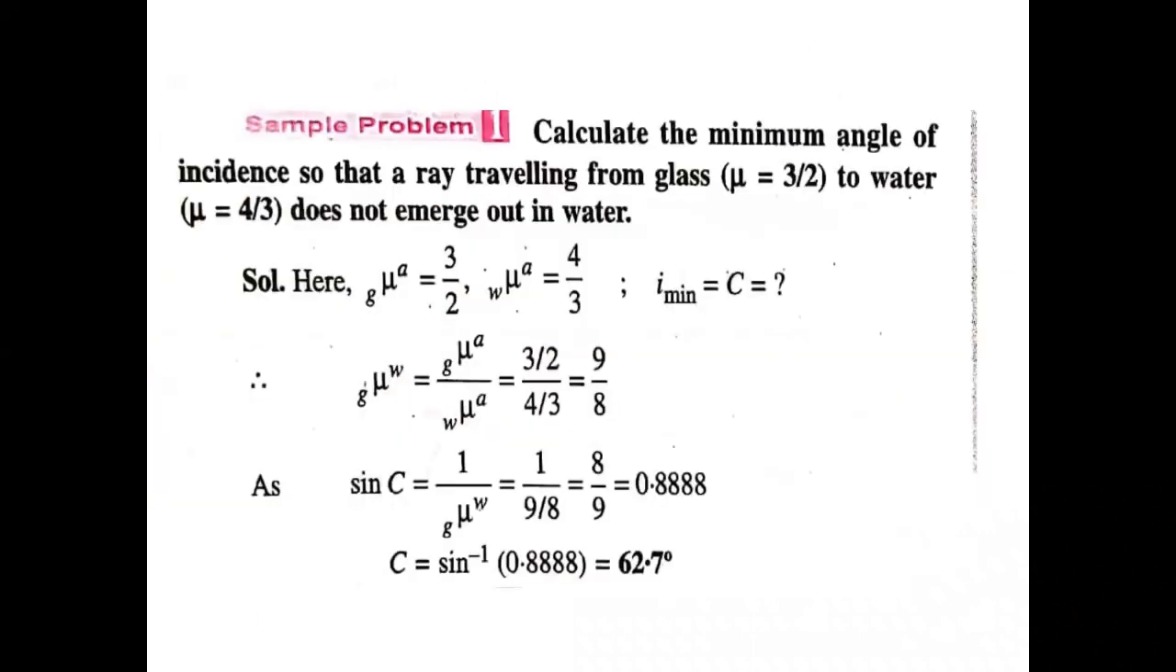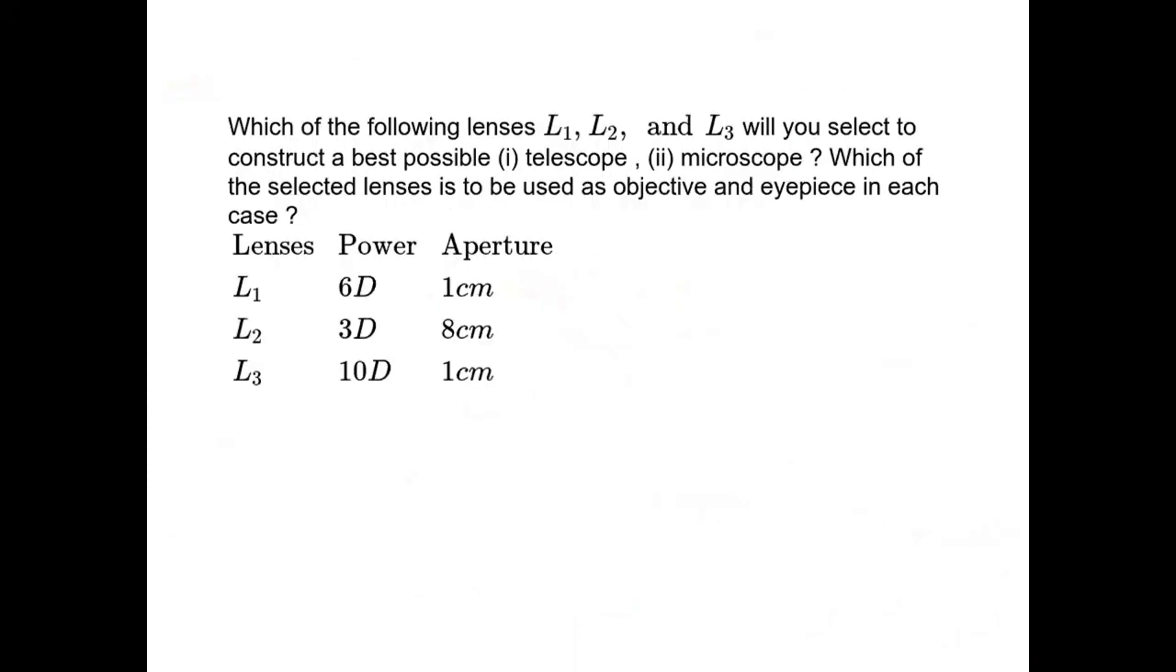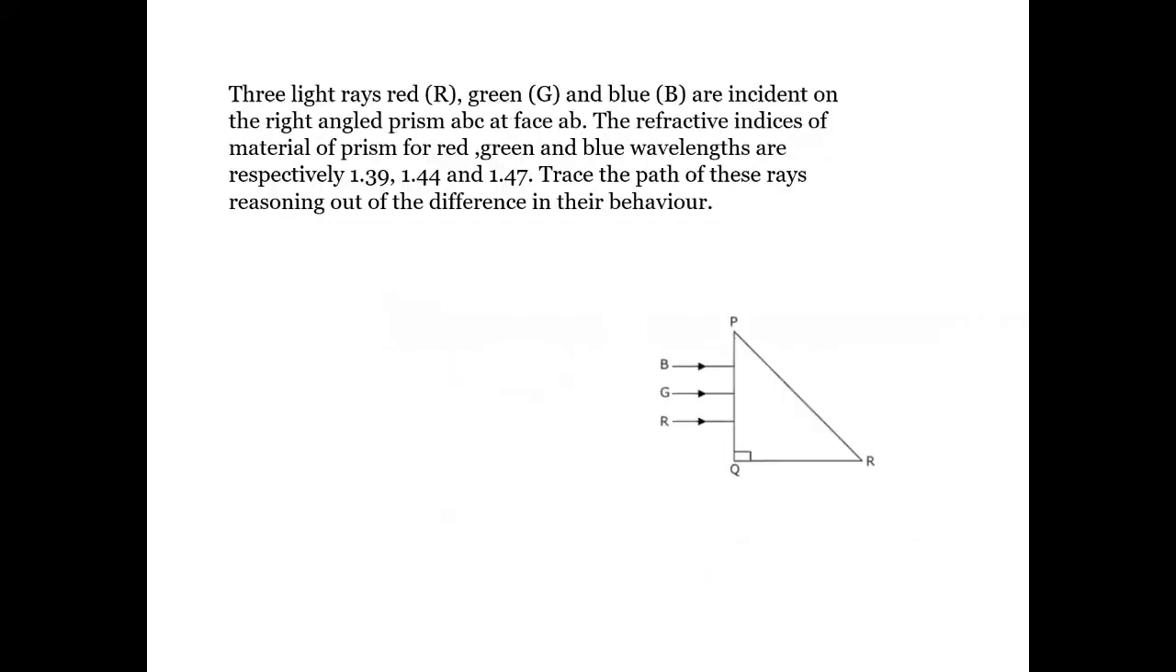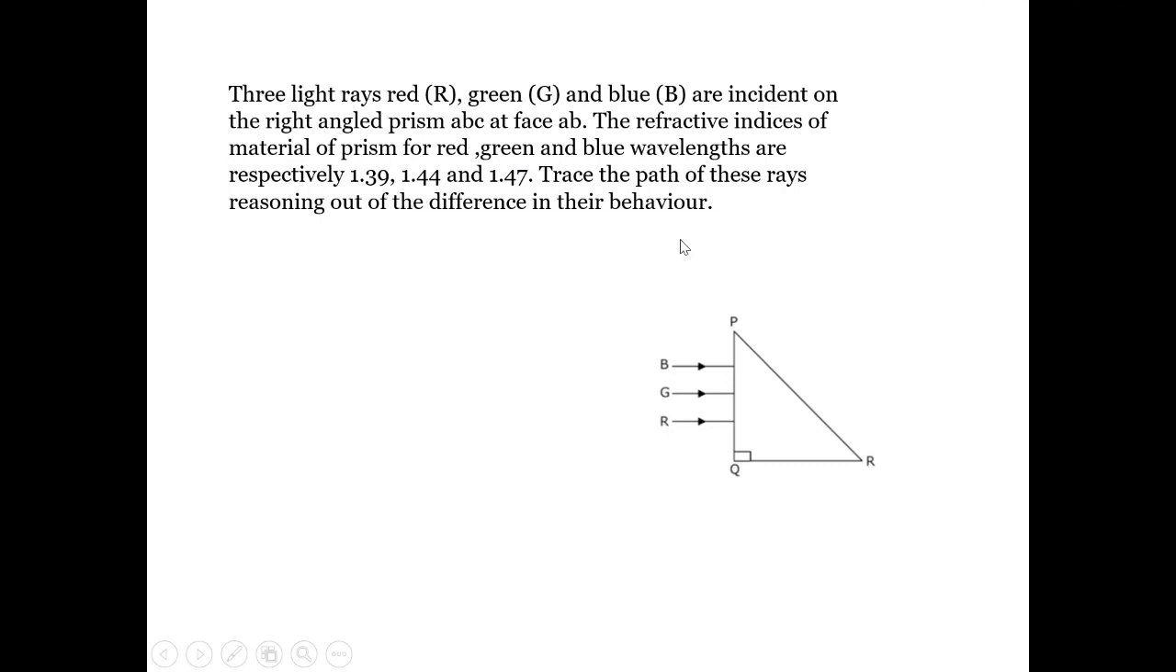So another repeatedly asked question is this one I want to do because before I end the session. Three light rays, red, green, blue, orange. This is a most often asked question. Many times this question was asked, is it not, ma'am? The refractive index of material of the prism for red, green, blue wavelength are respectively this. Trace the path of these rays, reasoning out the difference in their behavior.